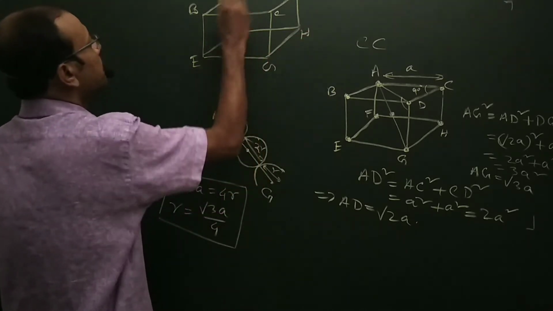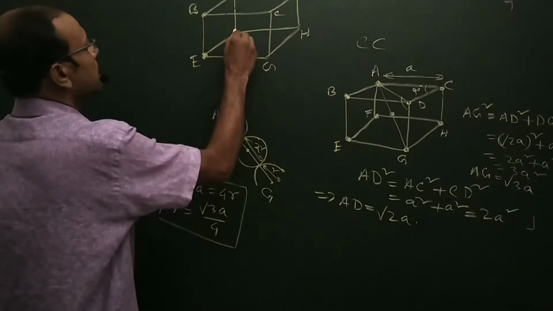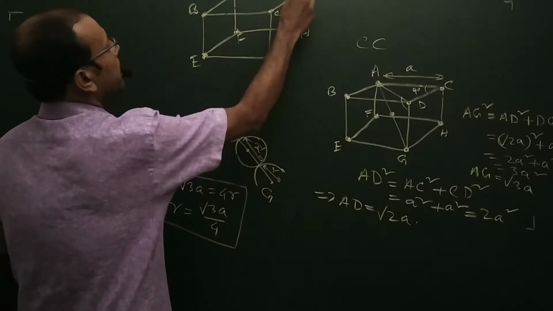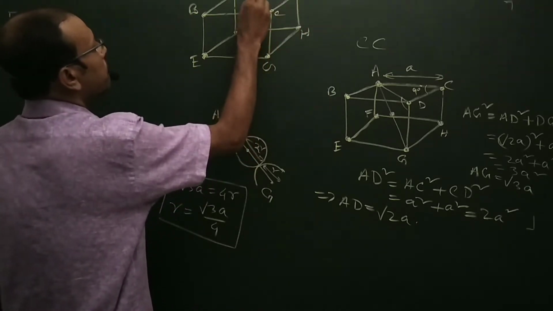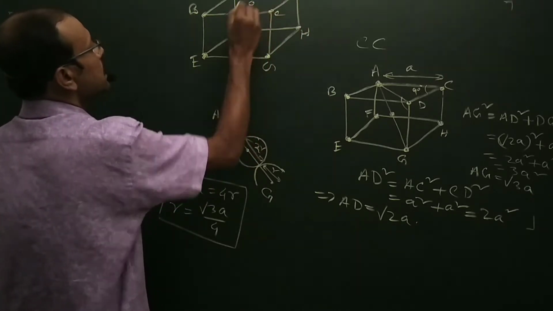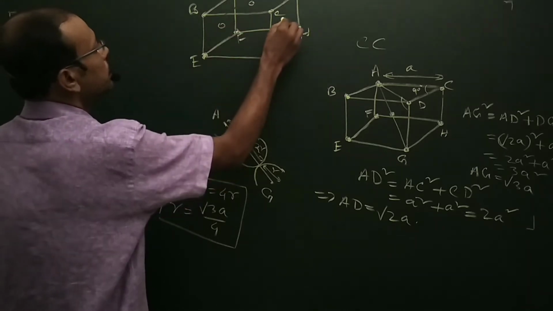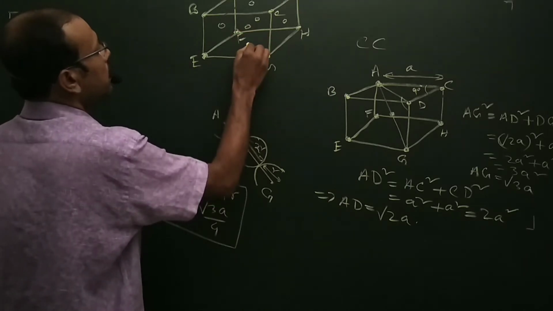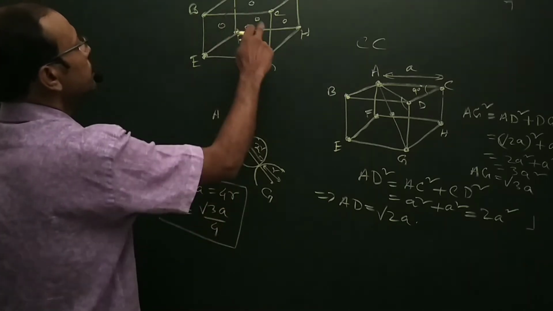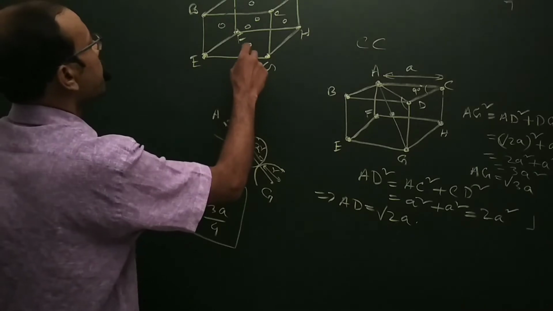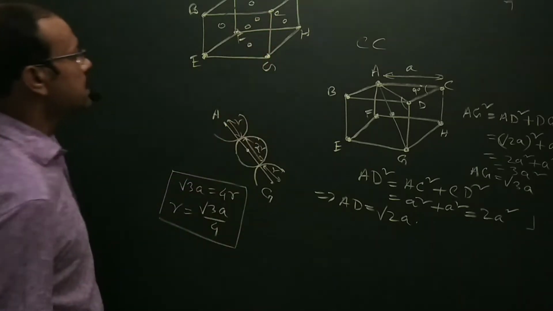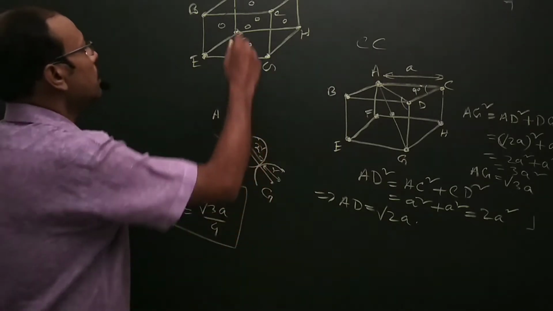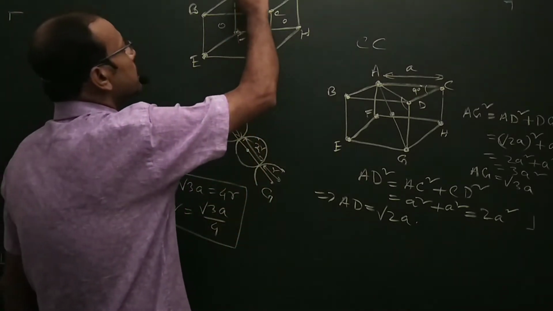Now see, there are particles at the corners of the cube. 8 corners are there, and there are particles at the center of each face. There are 6 faces: 1, 2, 3, backward face, front face and downward face. Okay, 1, 2, 3, 4, 5, 6. There are 6 faces and 6 particles at the center of each face. Now we have to find the length of this one.